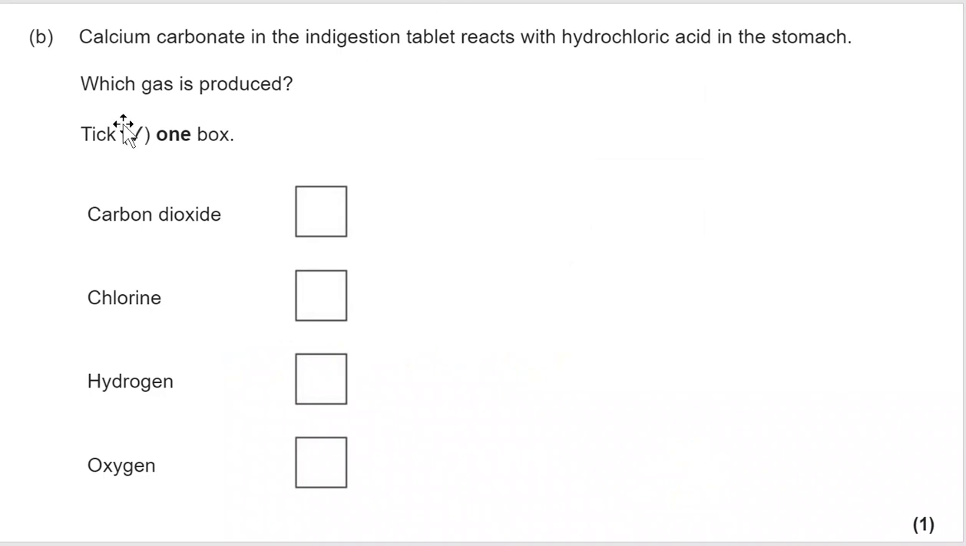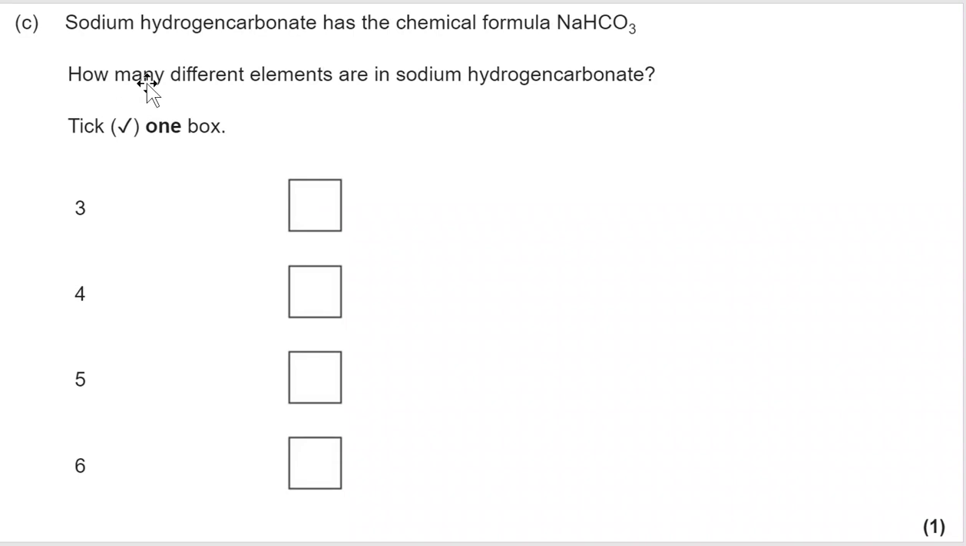For part B, calcium carbonate in the indigestion tablet reacts with hydrochloric acid in the stomach. What gas do we make? Well, metal carbonate plus acid will make a salt, water, and carbon dioxide. Straightforward factual recall.